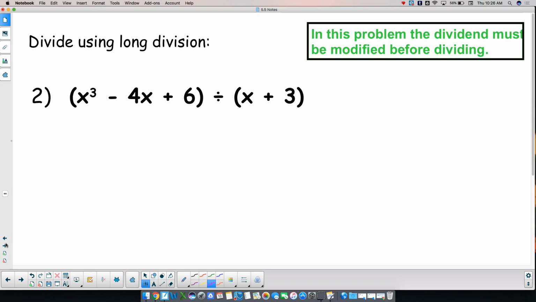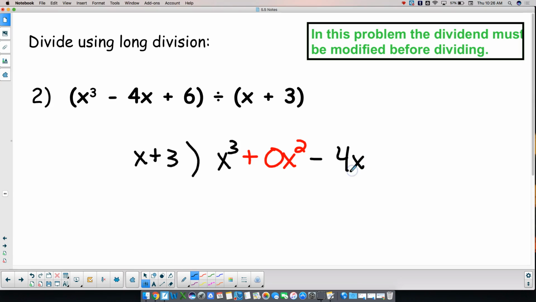Let's try one where we've got to add in a term. So outside is x plus 3. Inside is x cubed, right? Then I've got to have an x squared term. Well, I don't have an x squared term, so that's going to be plus 0x squared. Then it's my x term, then it's my numbers term.